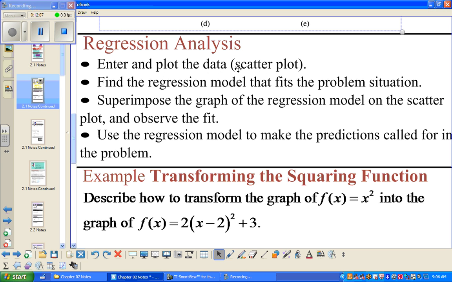So to summarize all that, when you do a regression analysis, you enter and plot the data into a scatter plot. You find the regression model that fits the problem or situation. You superimpose the graph of the regression model onto the scatter plot and observe how they compare. And then you would use the regression model to make predictions called for in the problem. That's the process.